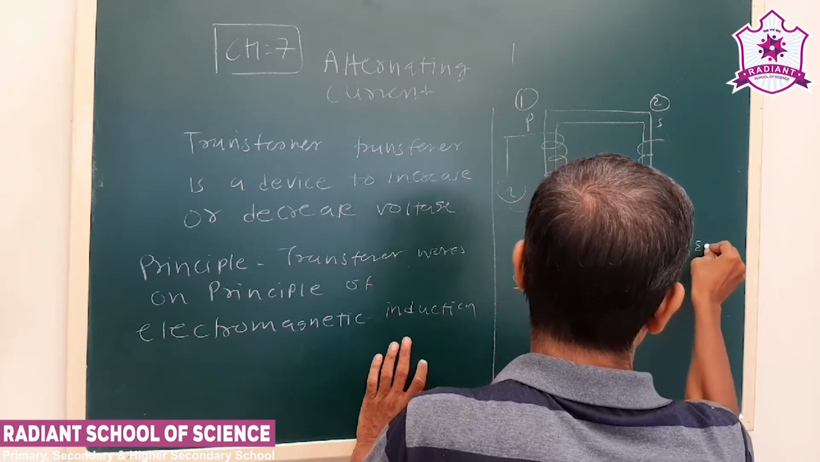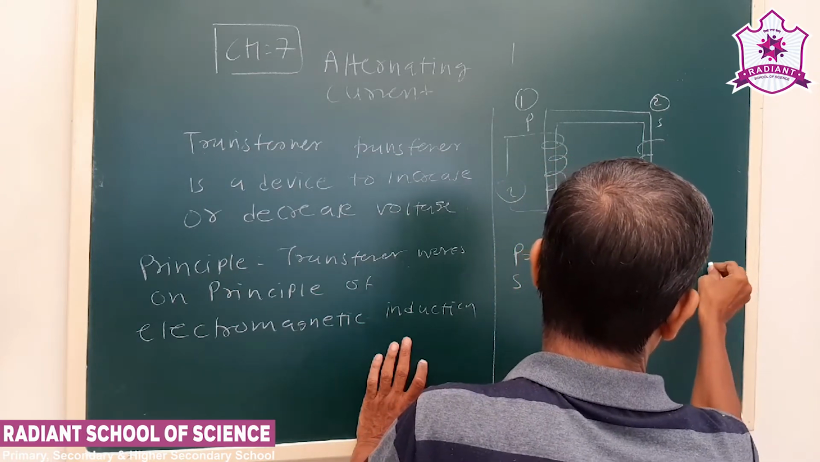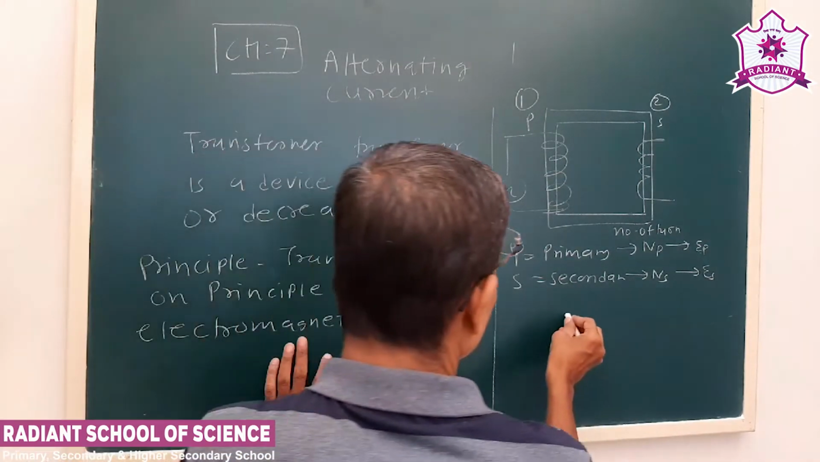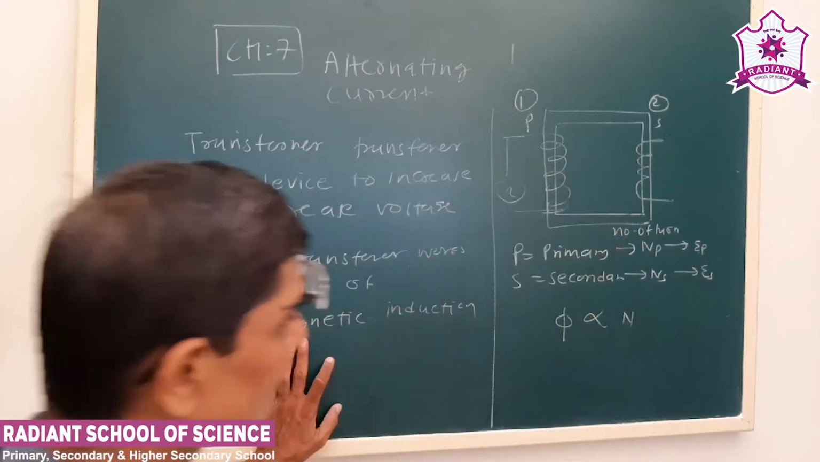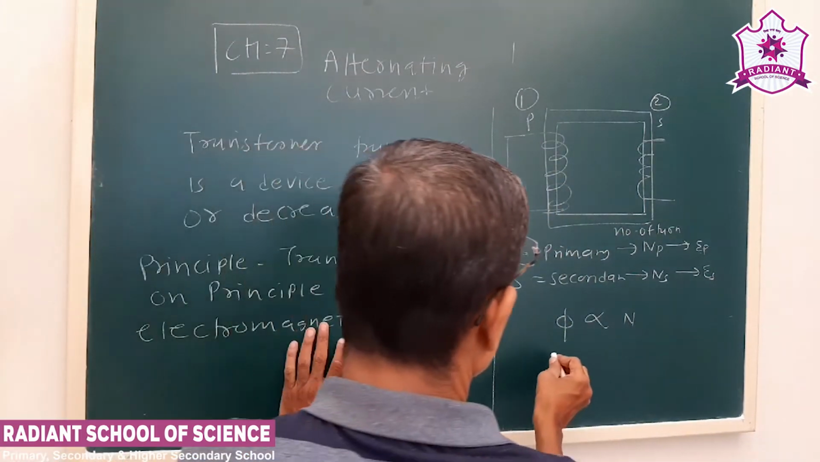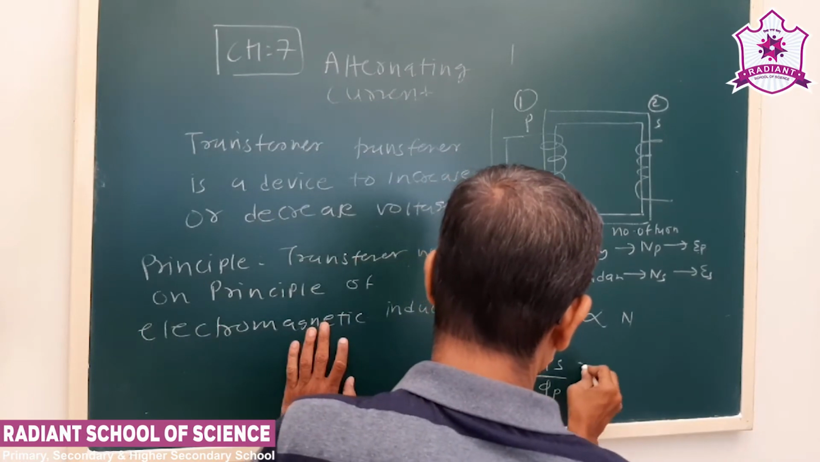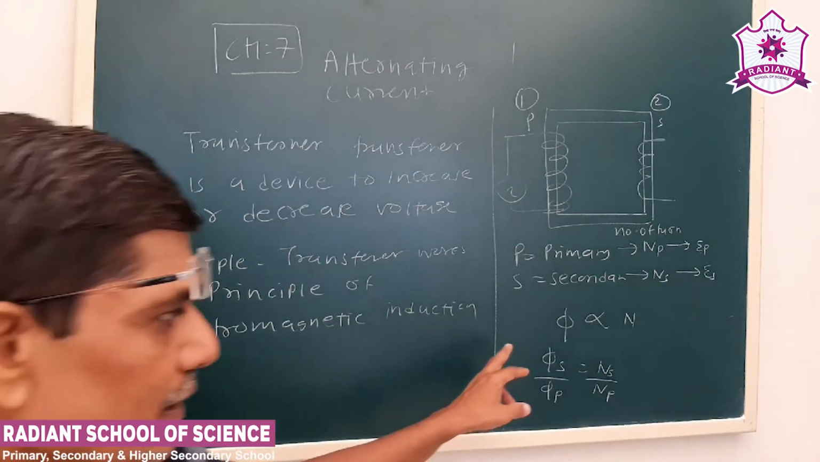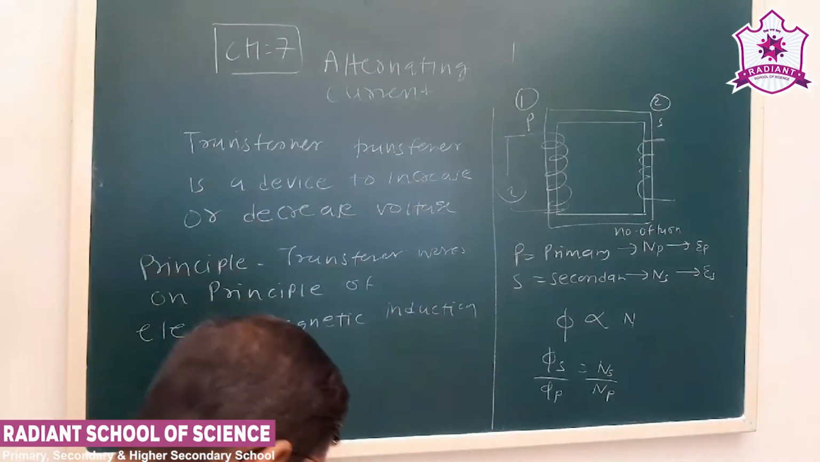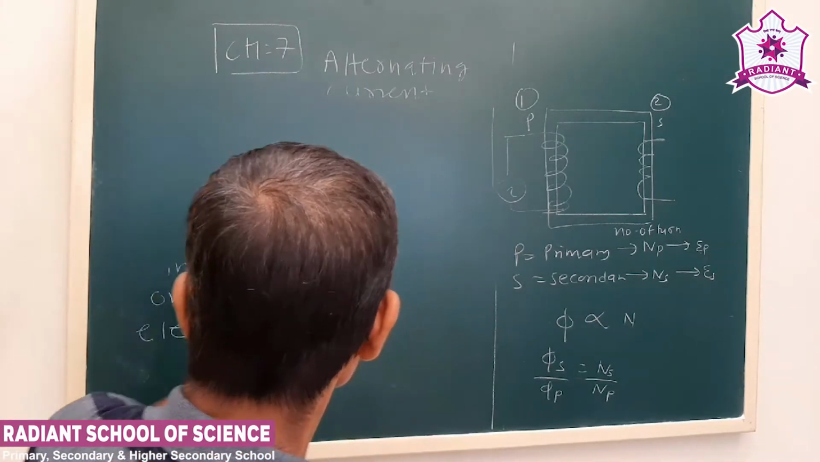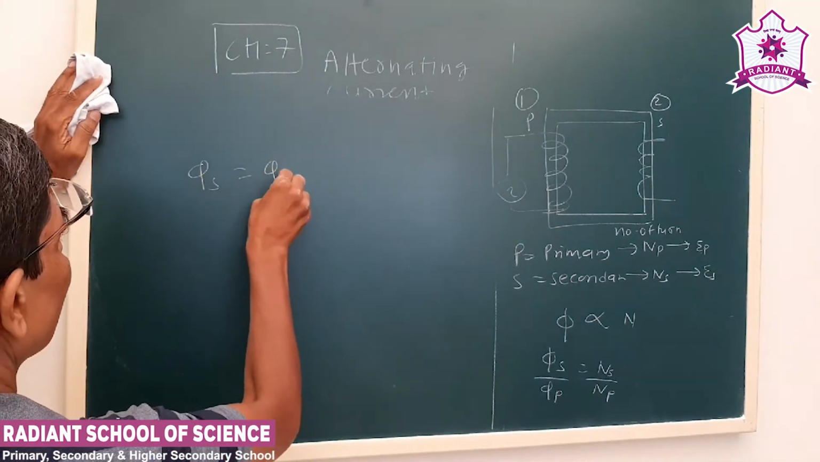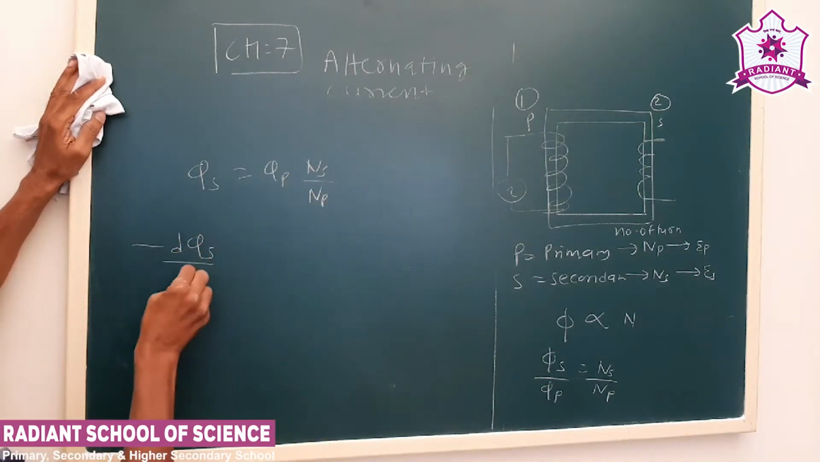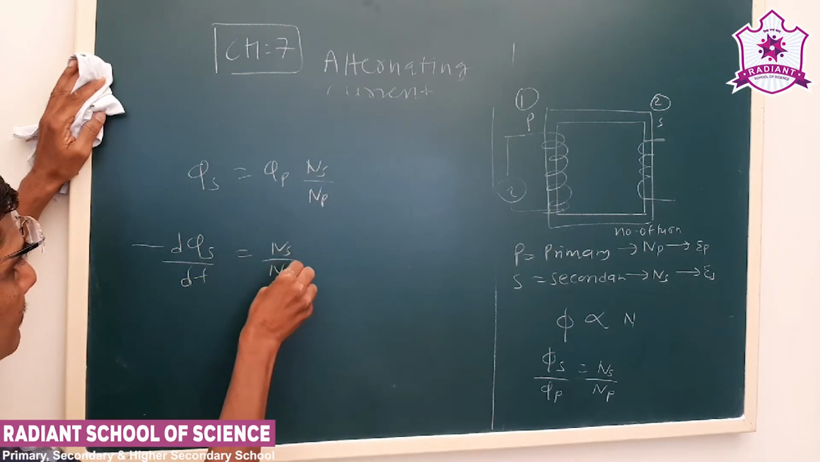The voltage across the primary is EP, and the secondary voltage is ES. Now see, in earlier topics we studied that flux is proportional to the number of turns. So phi s upon phi p is ns upon np. What are ns and np? They are the number of turns in the secondary and primary respectively. Now see, by using Faraday's law, minus d phi s by dt times ns upon np.